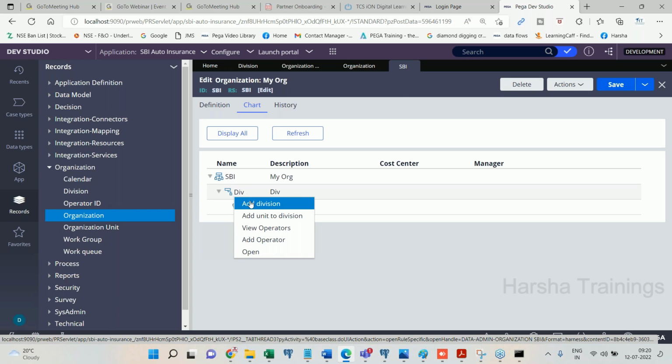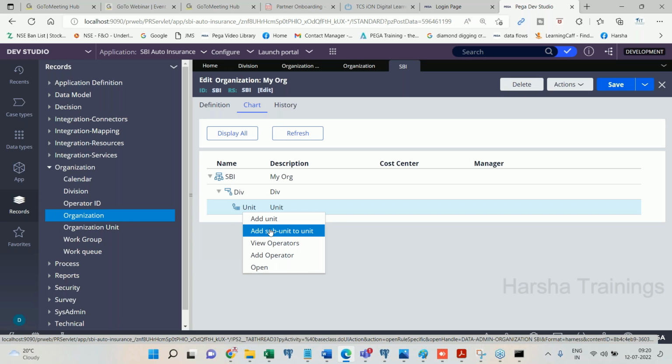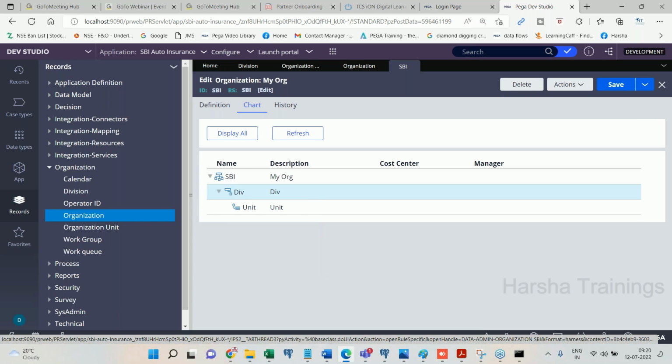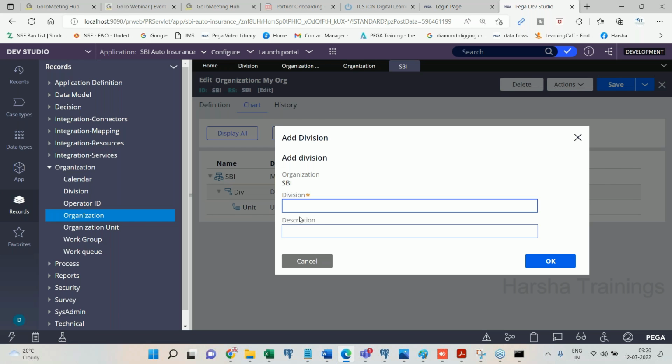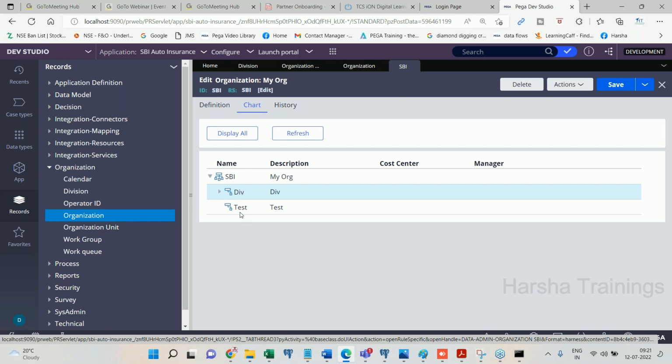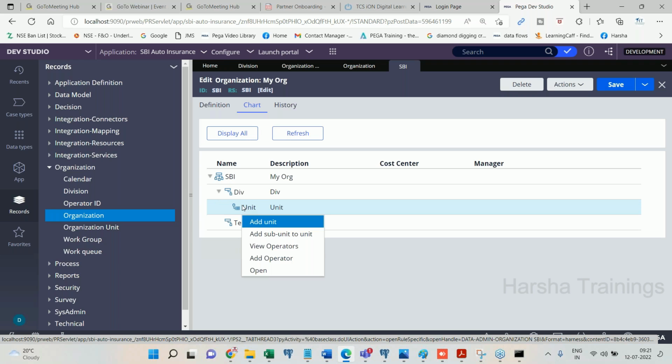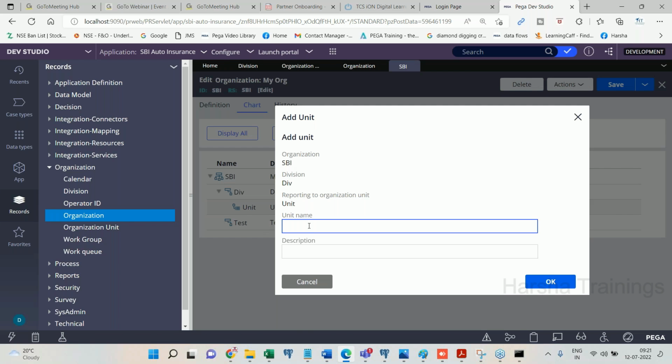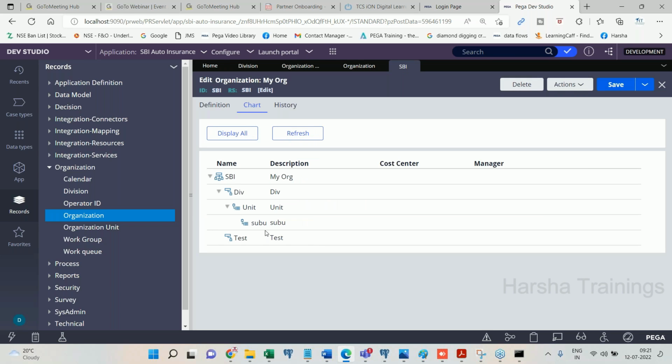And here you can add a division, or add a unit to the division. I am just showing you generally: add a unit, add a subunit. Add a division means it adds a new division. Let's say I'm adding test. It just gets added in parallel to div, which means there is no subdivision concept provided by Pega. But a subunit concept is there: you can go to the unit, right click on it, and add a subunit. So the subunit comes under the unit. But in the structure they have provided here, there is no concept of subdivision. Only parallel divisions can be there.